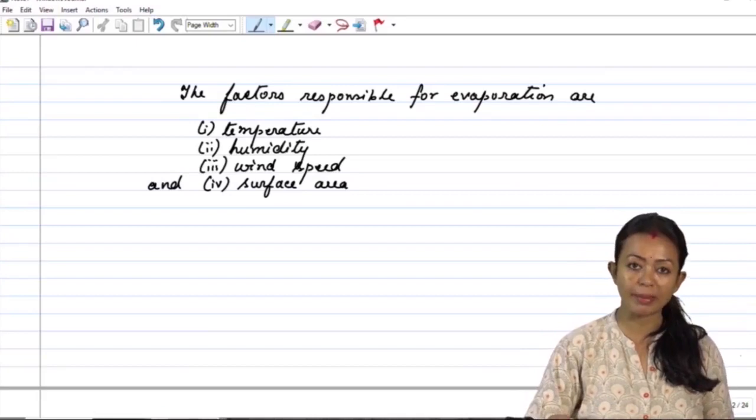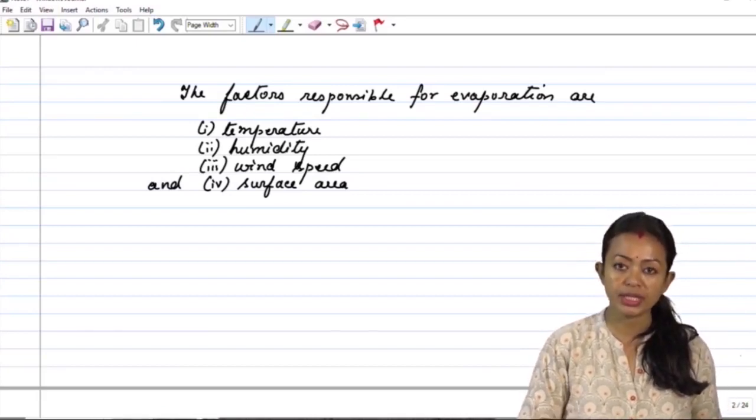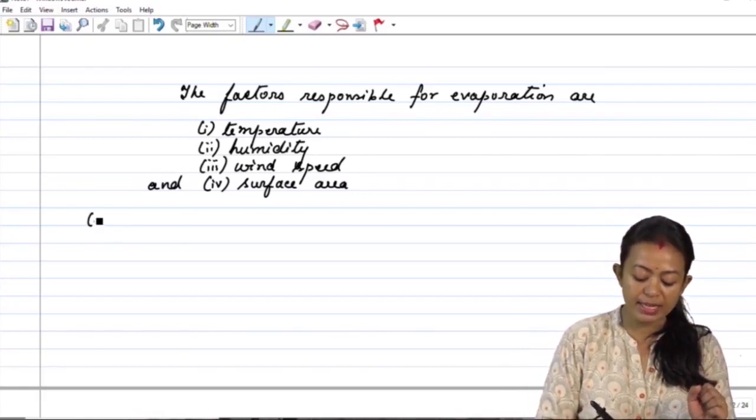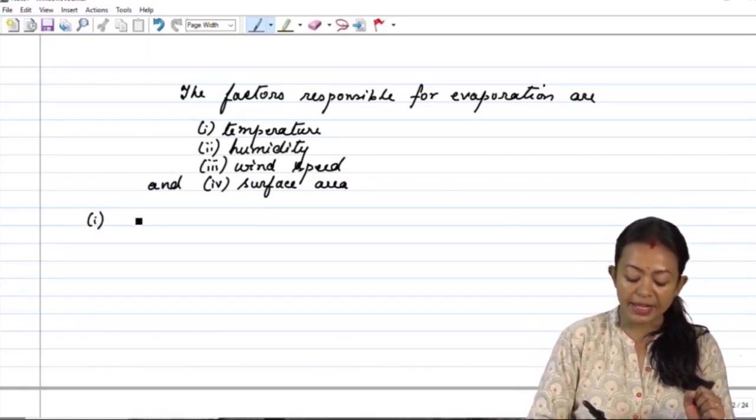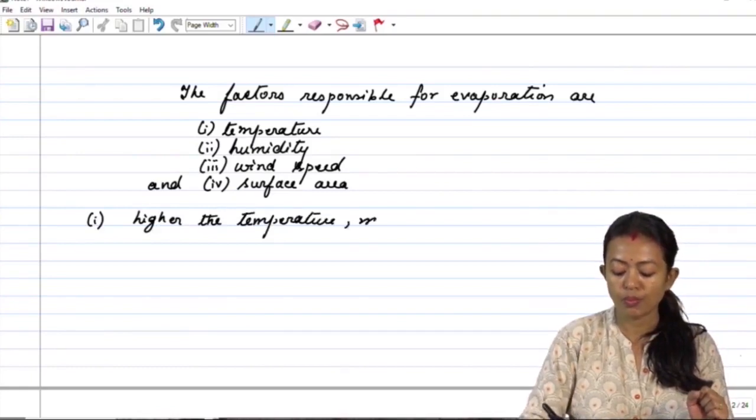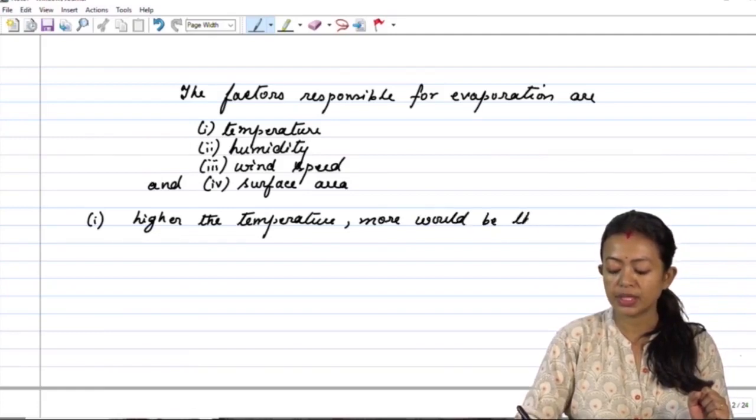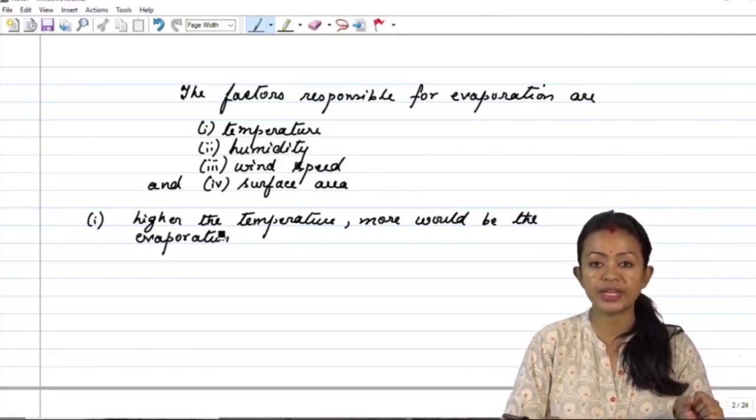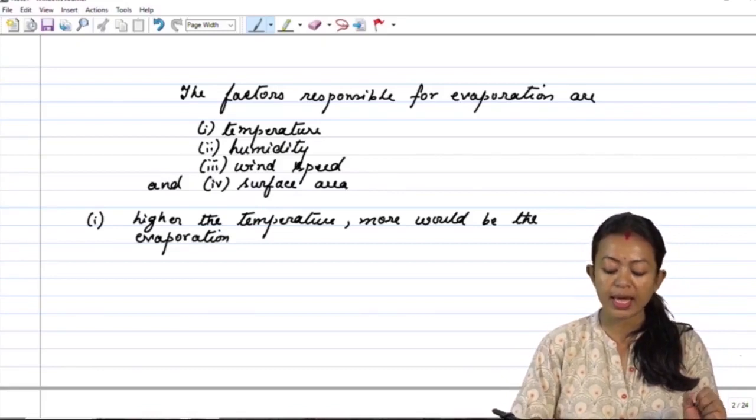Now let me explain one by one. Now what is temperature? How does temperature influence the rate of evaporation? Now when we take temperature, we find that higher the temperature, more would be the evaporation. Now why is it? What is the reason? How is temperature related to the rate of evaporation?